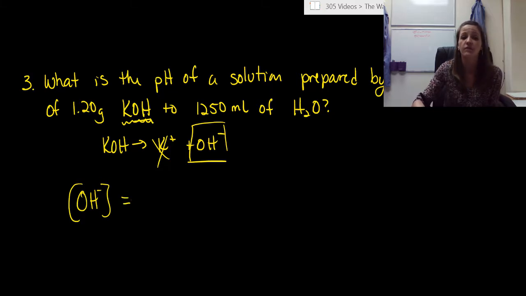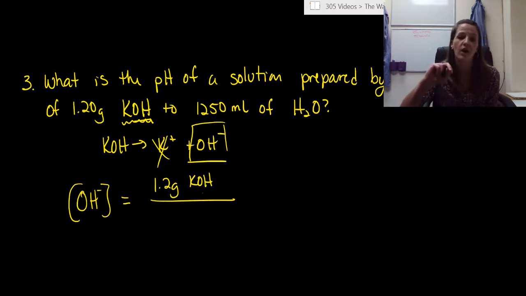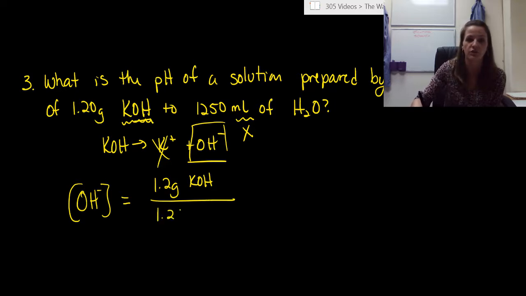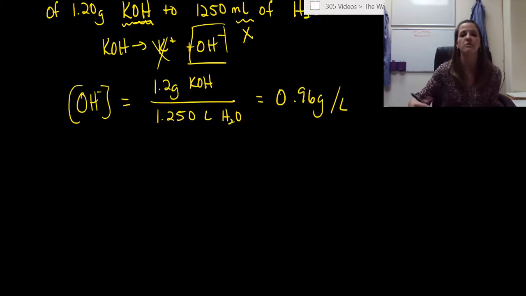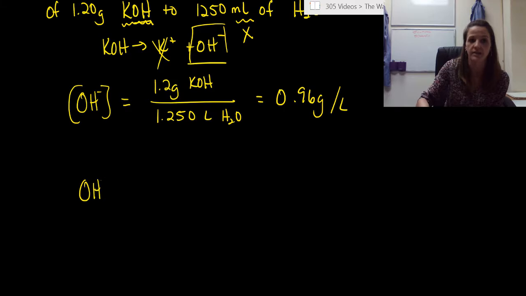So the first thing I see is that I have 1.2 grams of KOH in 1,250 milliliters of water. Now that's in milliliters, so right away you should be thinking, red flag, that's bad. You need this to be in liters, so you just divide by 1,000 and you end up with 1.250 liters of water. So if you solve this out, you end up with something like 0.96 grams per liter for your hydroxide concentration. But grams per liter is a useless unit. That doesn't help us at all.